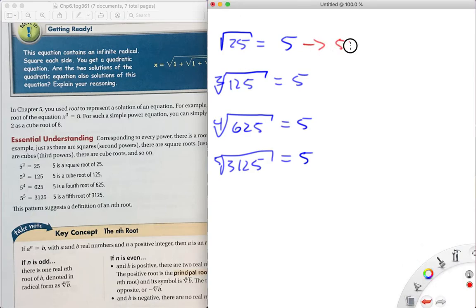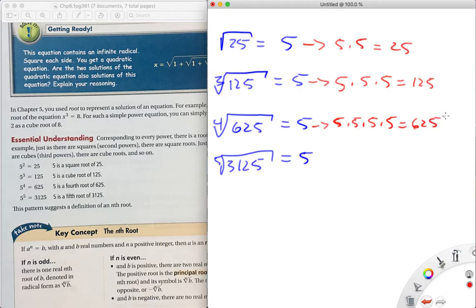that if I multiply 5 times 5, I get 25. If I get 5 times 5 times 5, I get 125. If I get 5 times 5 times 5 times 5, I get 625. I get 5 times 5 times 5 times 5 times 5, I get 3125.